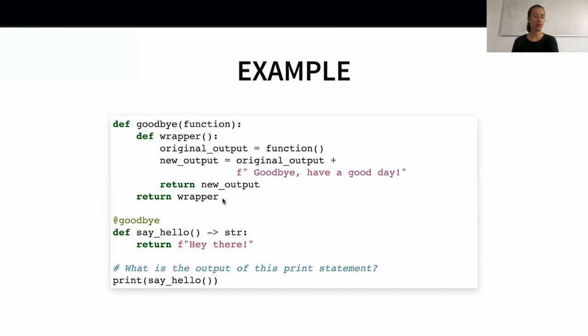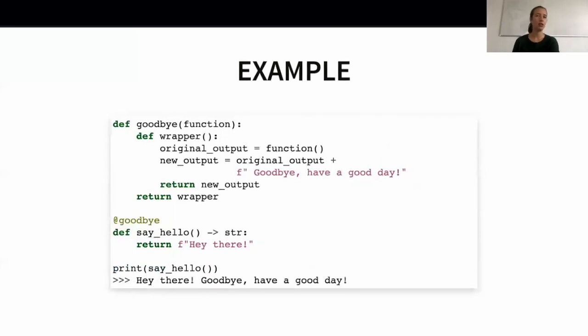When applying this new decorator to our sayHello function, our output should have changed. Can you guess how it looks now? Well, the output is hopefully what you expected. When our sayHello function is decorated with the goodbye decorator, its output changes to "hey there", which is the original output. And after that, "goodbye, have a good day", which is the output added by the wrapper function.